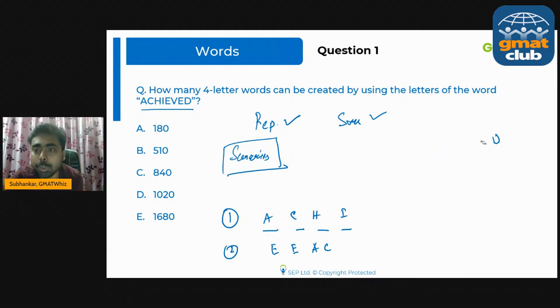So you understand the checkpoint. We told you that we are going to tackle when to use this. So when do I use it? If repetition is there and some of the letters are used. Okay, and these are the two scenarios. So what we are doing is finding out different scenarios, and based on the scenarios, we are going to do the calculation. So say scenario one.